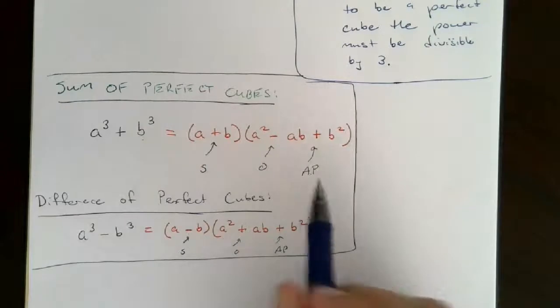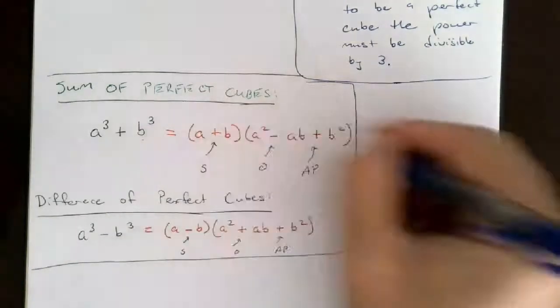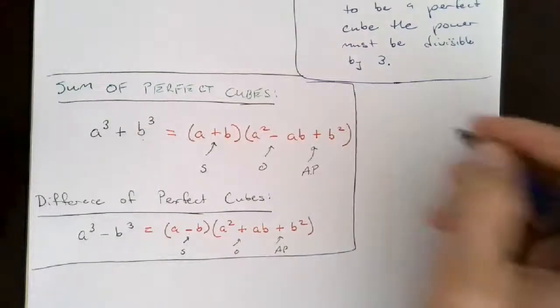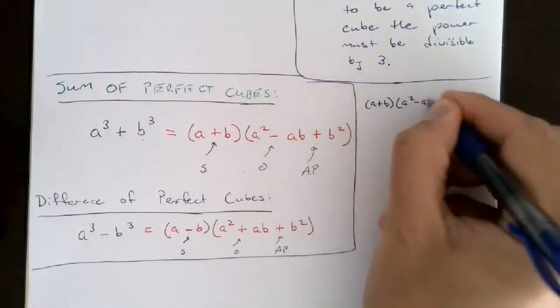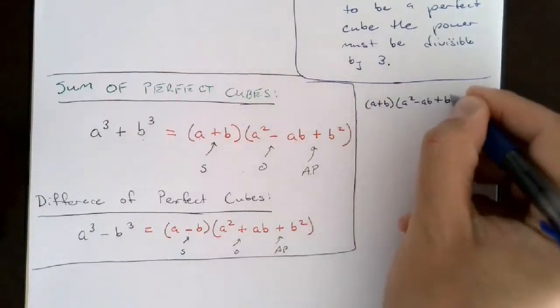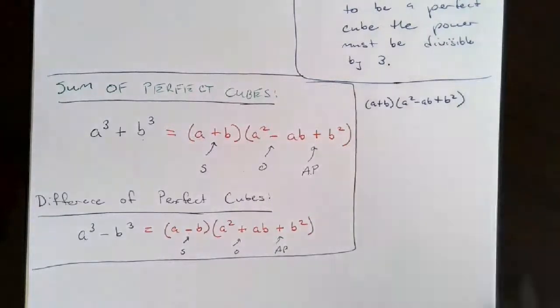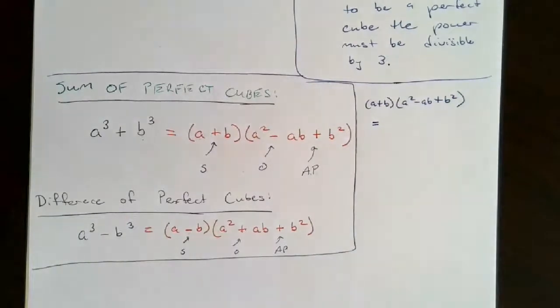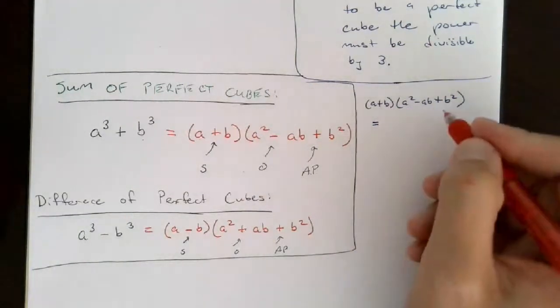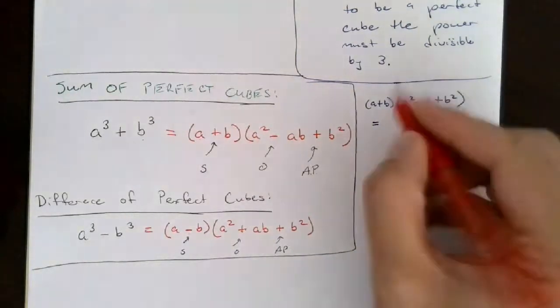Let's talk about what would happen if I was just looking at this first formula, and I actually multiplied these together. So I'm going to distribute through. If I had a plus b times a squared minus ab plus b squared, when you go to multiply this out, how do you multiply it? Well, you multiply each term from the first thing to the second. It's kind of like FOIL, but you have 3 terms, so you're distributing through everything.